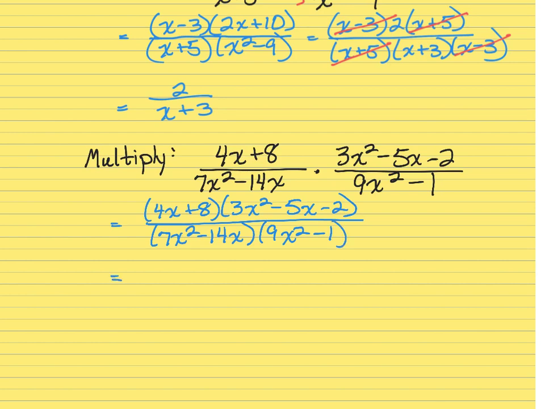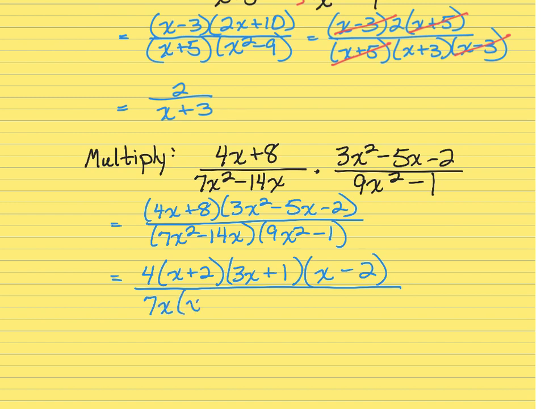Now we simplify by factoring first. So the 4x plus 8, we can factor out a 4. Then this second piece, we get a 3x and an x. And it looks like a minus 2 and a plus 1. That's the 3x squared minus 5x minus 2. Now let's move to the bottom. Looks like we've got a common factor of 7x, leaving an x minus 2. And then 9x squared minus 1 is a difference of squares with 3x minus 1, 3x plus 1.